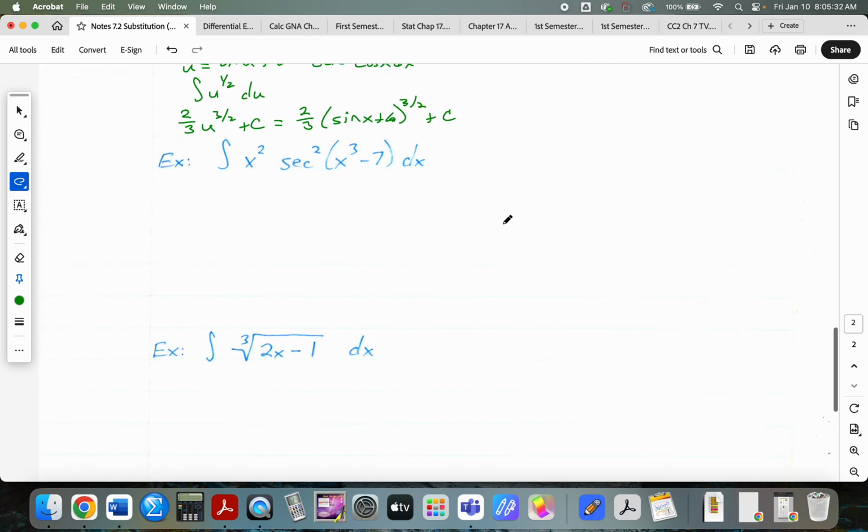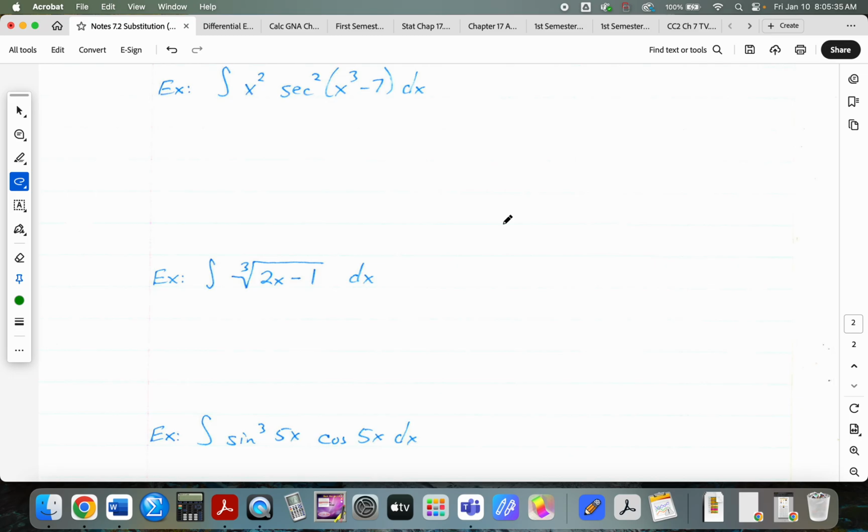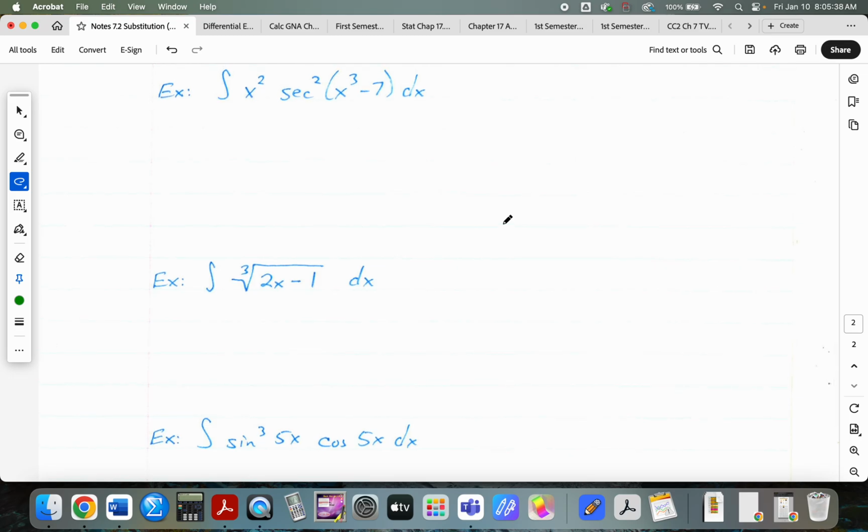All right, let's take a look at this next one. I find, for me personally, it's almost always better if I write the composite part first and then have the other part, because it looks more like the chain rule. So this will be the integral of secant squared of x cubed minus 7 times x squared dx.